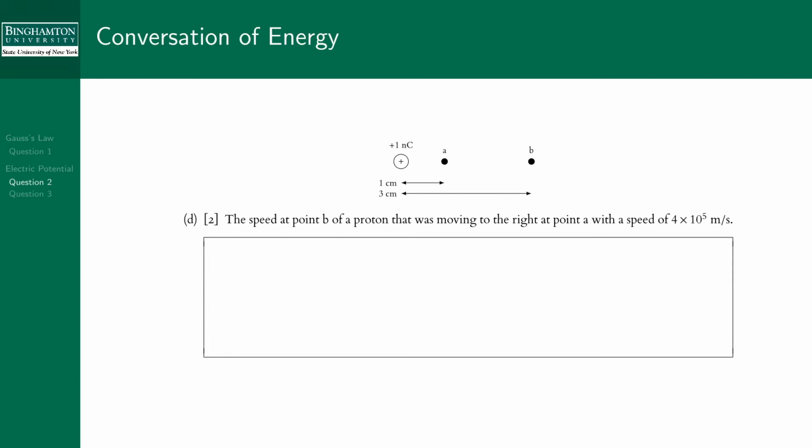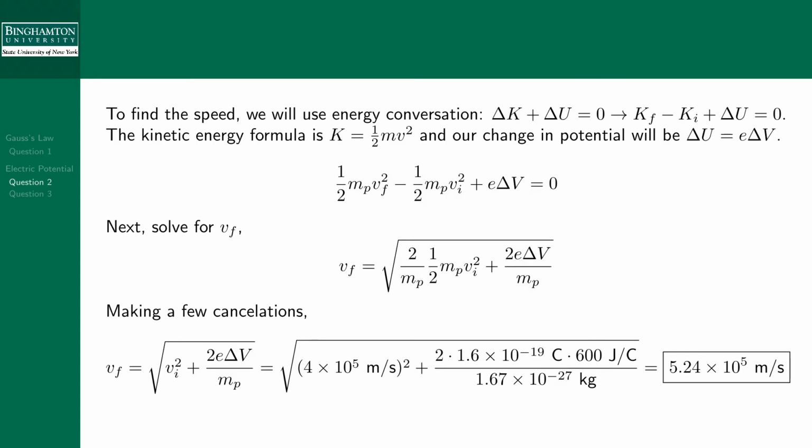Next, we want to figure out the speed at point B of a proton that was moving to the right at point A with the speed of 4 times 10 to the 5 meters per second. Now, we've already calculated the potential energy difference between A and B, and now we want to incorporate kinetic energy. So to find that speed, we'll use energy conservation.